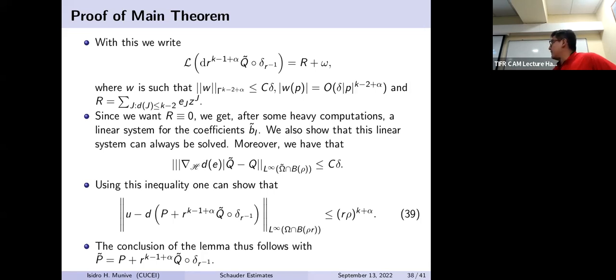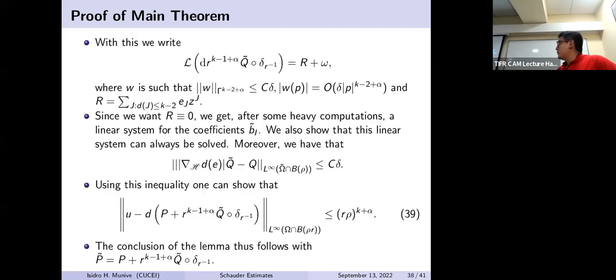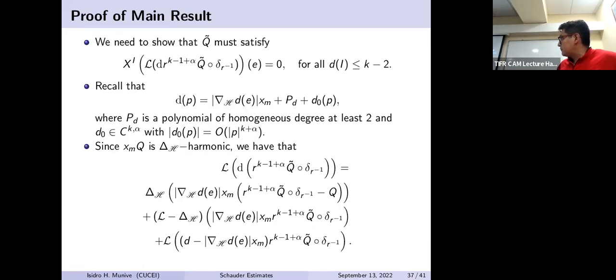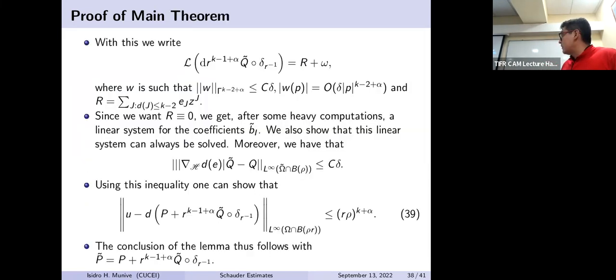In order to show that these coefficients can be found, we have to do a lot of heavy computations and find a linear system for this P tilde, by using all these sub-Laplacians. It's quite involved. Hopefully the paper will come out soon, and you will see how, in order to find these coefficients, it's a system, and we notice that we can solve the system.